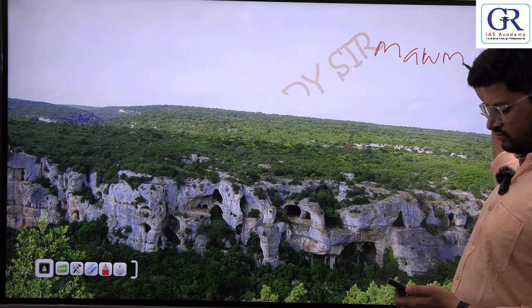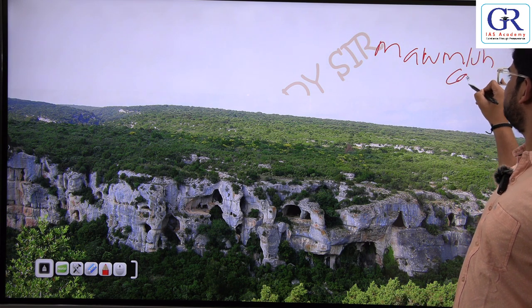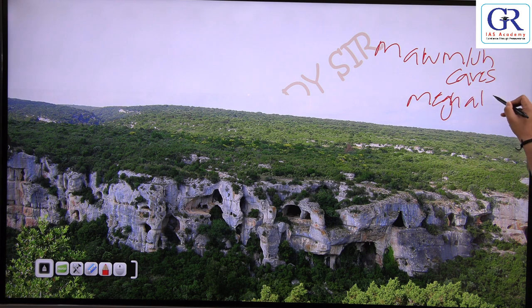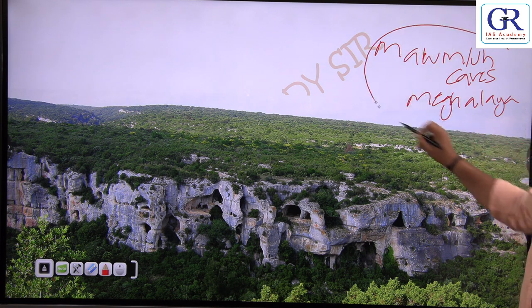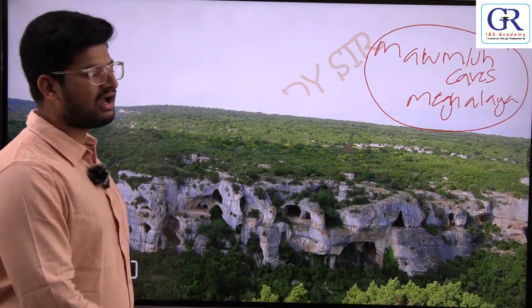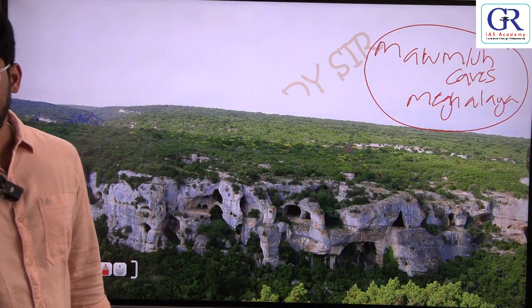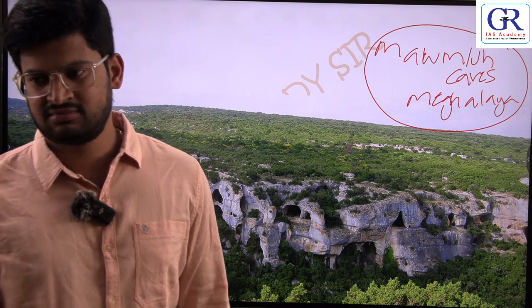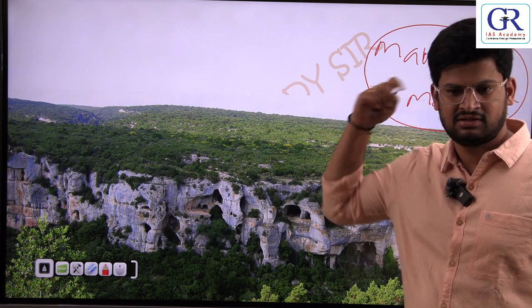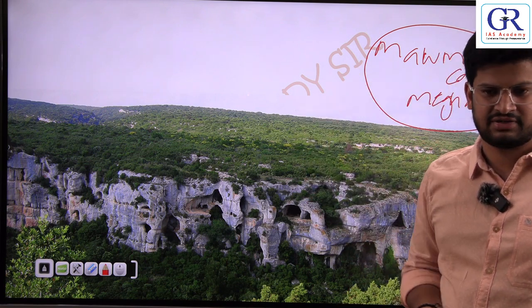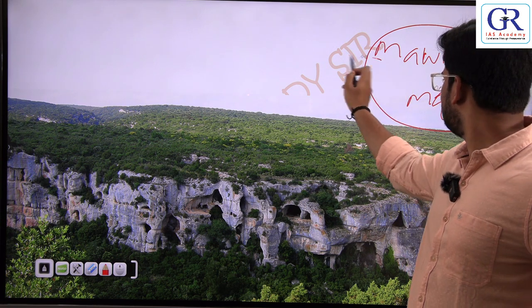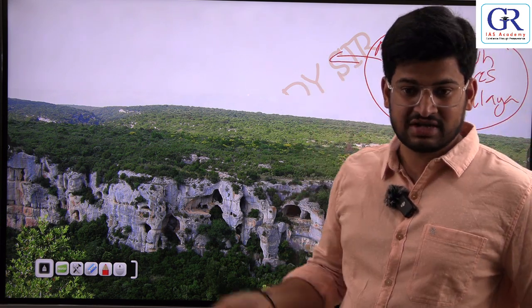Mamlu caves, in Meghalaya. Sorry, I was not able to recall, so I have googled it. So Borra caves and Mamlu caves in Meghalaya are examples of the karst topography, the limestone structures in the country. And the Mamlu caves of Meghalaya are one of the oldest.